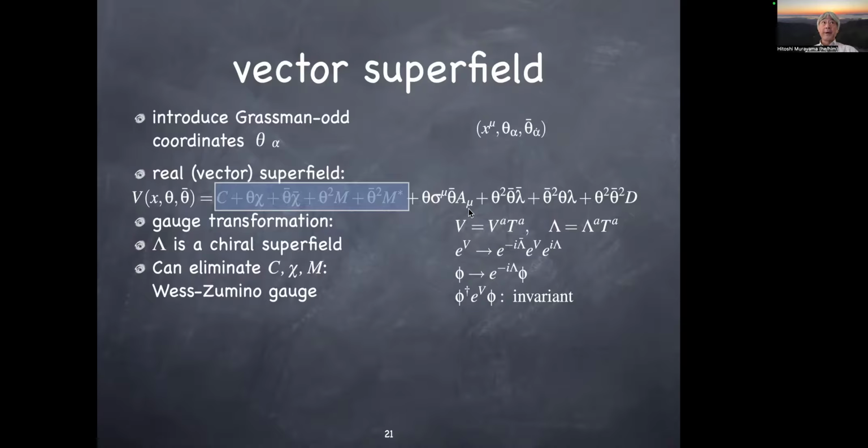So now you have a theory which has this real vector superfield, which contains the gauge boson and gaugino in it. That is the particular gauge called the Wess-Zumino gauge, named after our late Bruno Zumino.